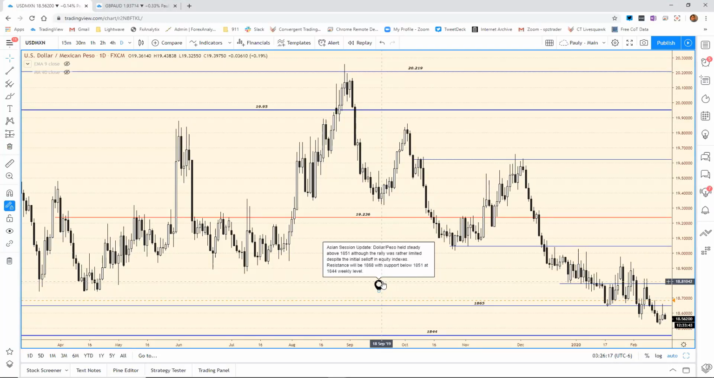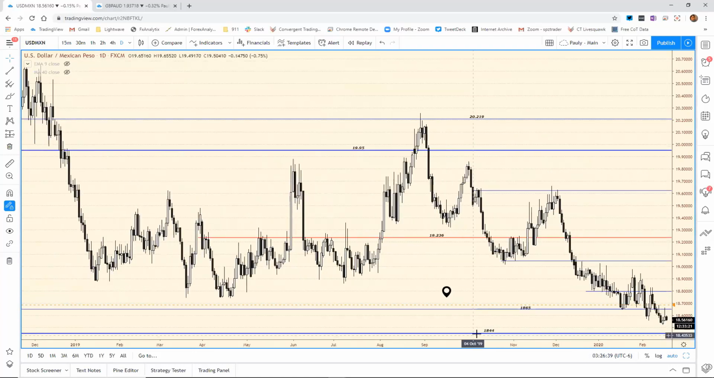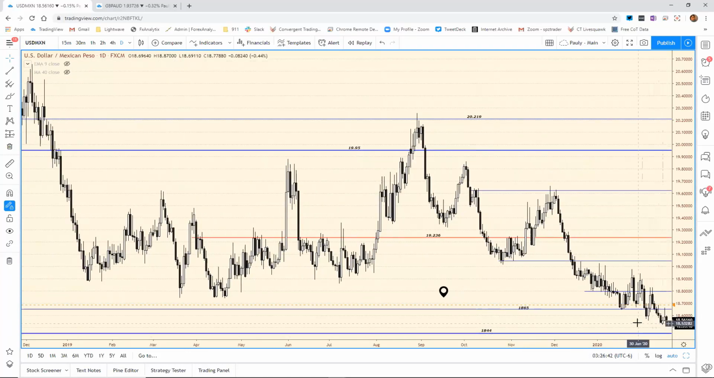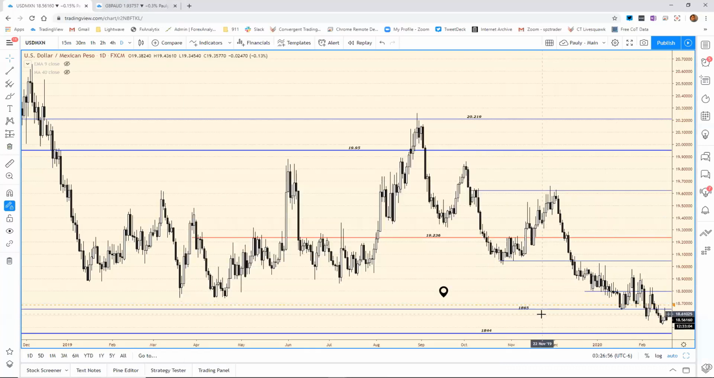Okay, the dollar peso held steady above 1851, although the rally was rather limited despite the initial sell-off in equity indexes. Resistance will be 1868 with support below 1851 at the weekly level of 1844. And you can see that. We're not that far away, but if we do break, at least for right now, it's still going to remain 1851 right there, 1868, no changes. Really, actually, it should be closer to like 1865 here.